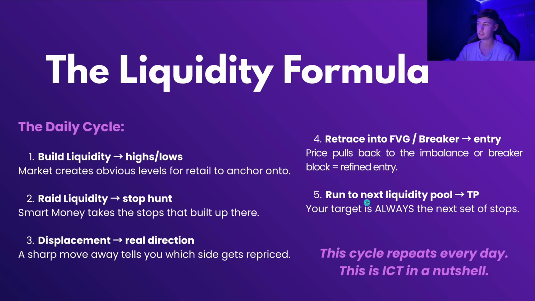Then last but not least, you want to see a run to the next liquidity pool, which will be your TP. So if you see a raid on sell side liquidity and you get a buy model, price retraces into the fair value gap, you take a long or a buy. You're simply going to be targeting buy side liquidity, which is the opposing side of the current dealing range. So price always runs one side of the market, for example sell side liquidity, and then it'll reprice with sharp displacement straight to buy side liquidity.